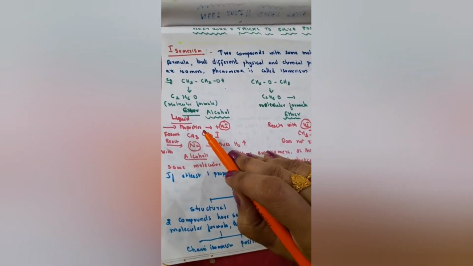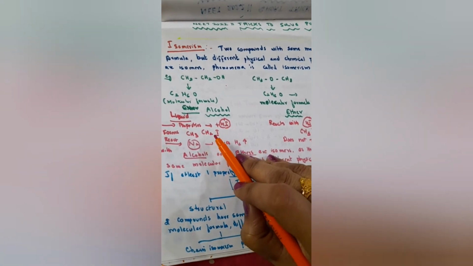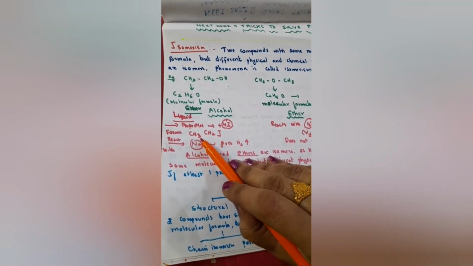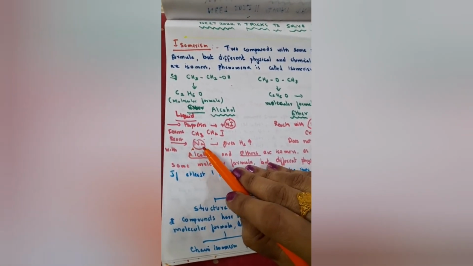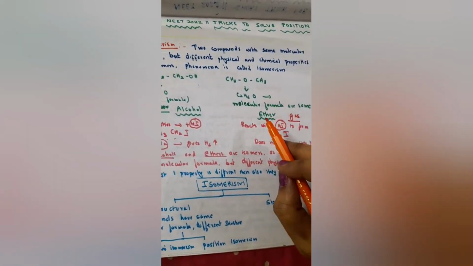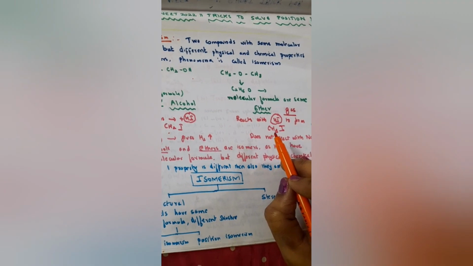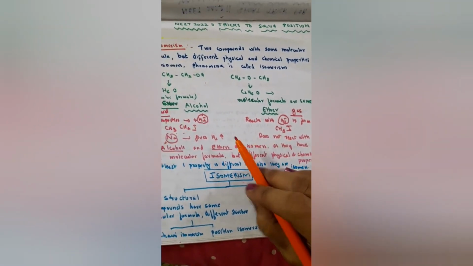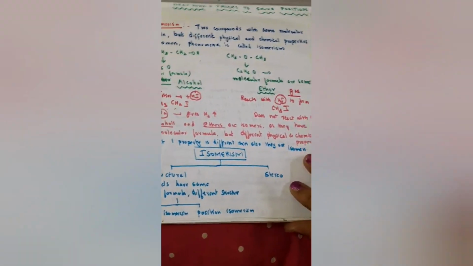Now let us see the properties of alcohol. See what happens when it reacts with HI. It forms CH3CH2I, and if it reacts with sodium, then you get hydrogen gas. But at the same time, take the case of ether. What happens when it reacts with HI? With ether the product formed is CH3I, and it does not react with sodium to give hydrogen. So see, the physical and the chemical properties are different.